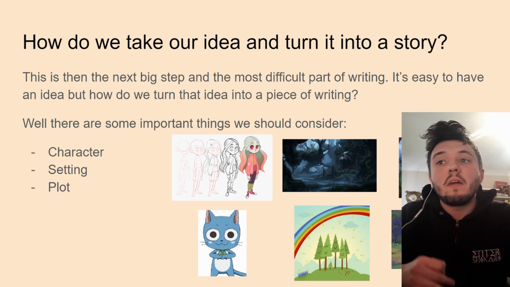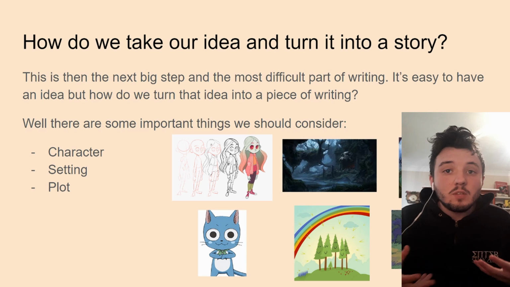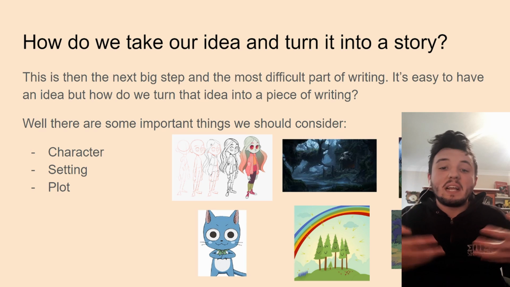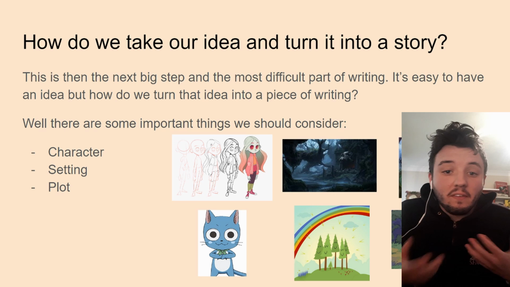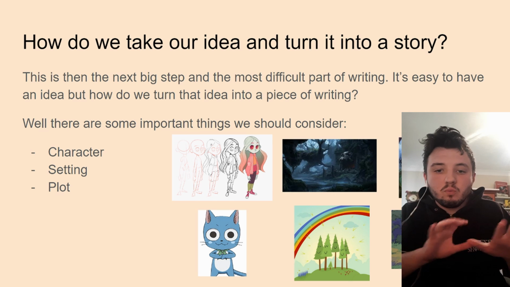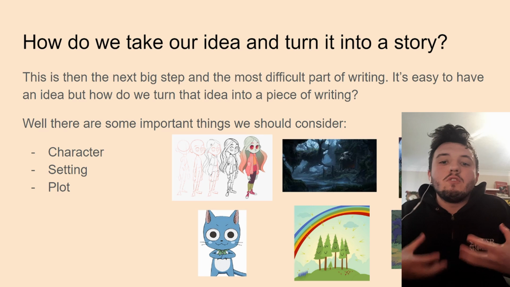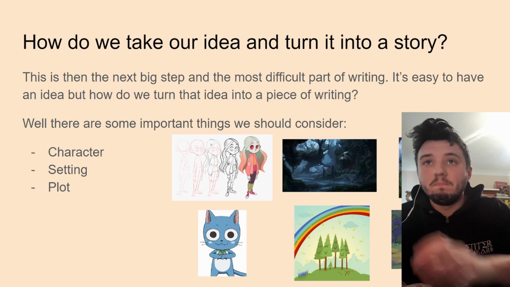Okay, what do we mean by that? The characters are the people in the story, the setting is where the story takes place, and the plot, of course, is the things that happen in the story. That might seem fairly obvious, but these are the three things that we really need to have a good idea of before you can really turn an idea into a story. You need to have these three things nailed down first of all.